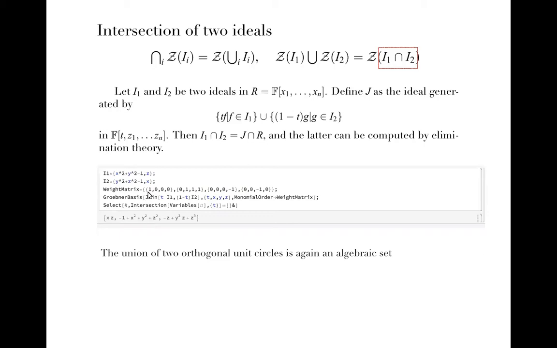Yeah, so here I use the block ordering. This one means I use a lexicographic for X. This one is the lexicographic for T. This one is a degree reverse lexicographic for all the other variables. Okay, thanks. Okay, so I guess this one describes the union of 2 circles.